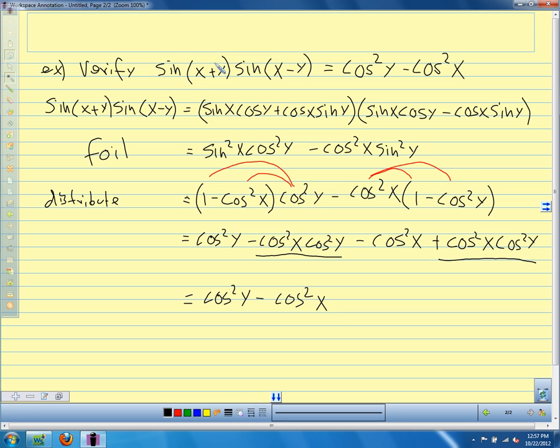So my first step was to use the sum formula for sine of x plus y and the difference formula for sine of x minus y. I FOILed, distributed, and then I got some nice cancellation, and in just a few steps I was done. But this all started from using my sum formula and my difference formula. Questions on that one?